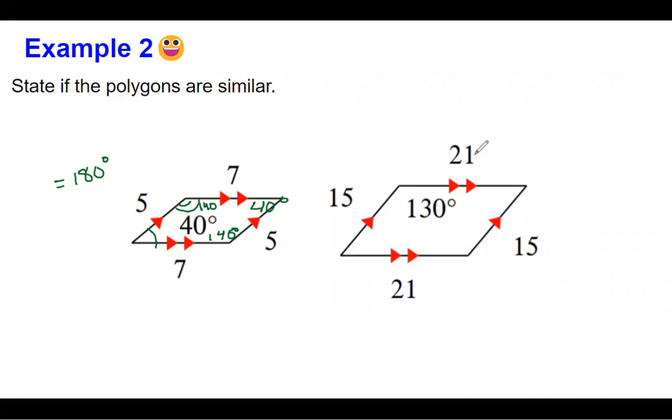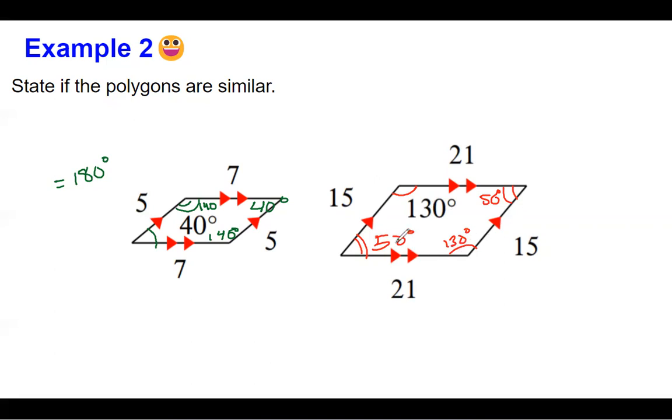Now, the same thing happens in our next figure. This angle right here is 130, which means that this one, when they're added together, equals 180. So therefore, this one is 50 degrees. Opposite angles are congruent, so this one is 50. This one's also 50, and opposite angles are congruent, so this one is 130.